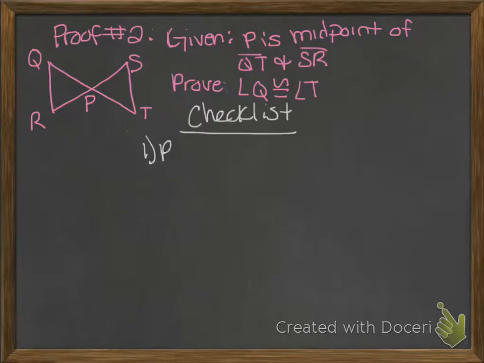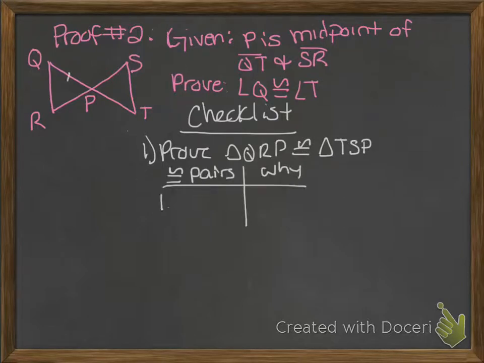So when we write our checklist, we're first, of course, going to have to prove that our triangles are congruent, because the whole reason we're proving this is because I want Q to be congruent to T. So I figured out that QPR is going to be a triangle that's congruent to SPT. All right, so that's why I want to prove that QRP is congruent to TSP. So I can take apart their parts and then say my corresponding parts are congruent.